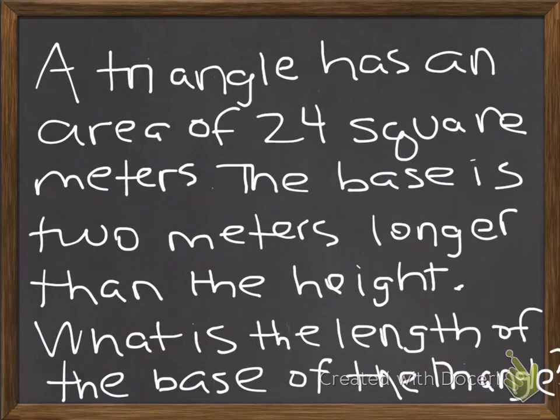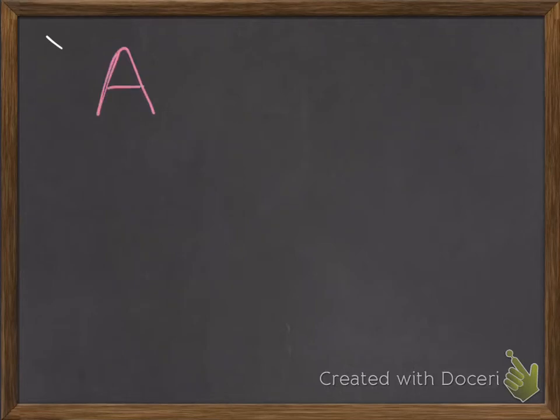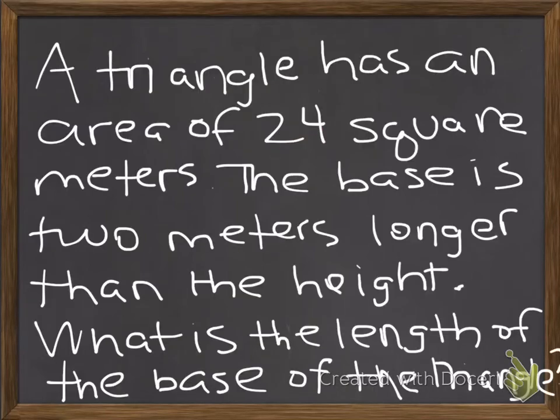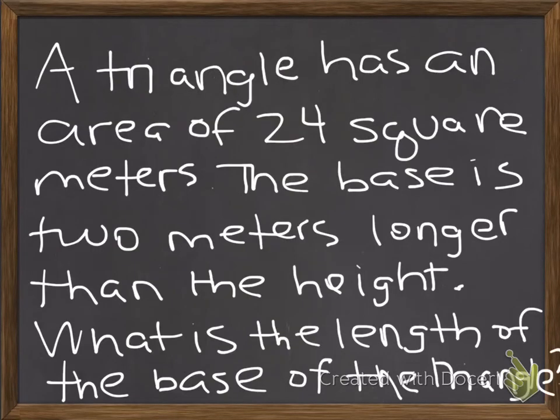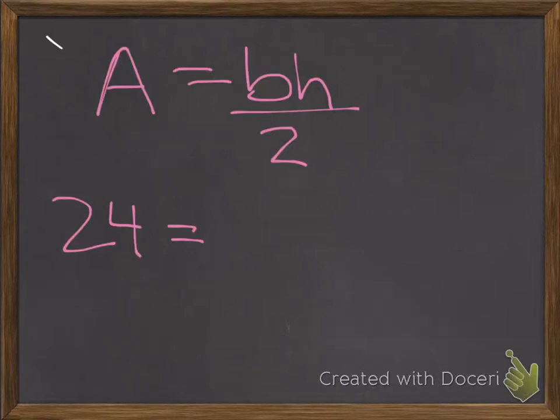Next, this has a triangle that has an area of 24 square meters, and the base is 2 meters longer than the height. What is the length of the base? That means we're going to use our area formula, which is base times height divided by 2, or half base times height. And we're going to plug in what we have. So we have the area is 24. We have that the base is 2 meters longer than the height. So if we do the height as h, the base would be h plus 2.